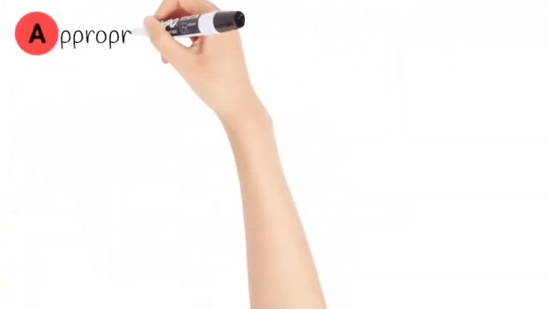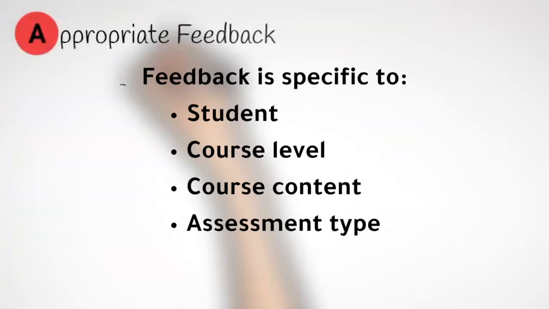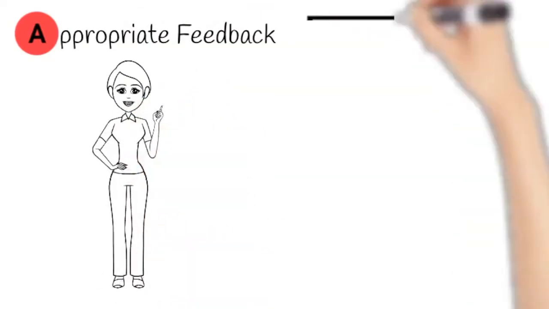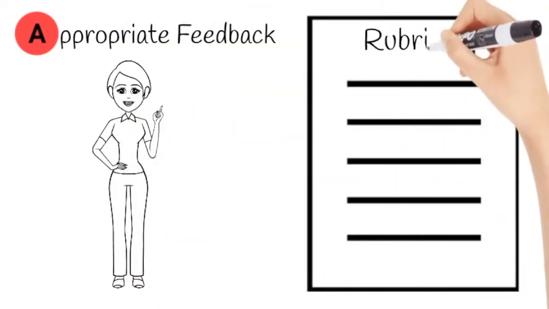The third element of the Teach Model is appropriate. Feedback should be appropriate to the student, the level of the course, and the content of the course. For feedback to be appropriate, it should include the use of a rubric. This shows students the alignment between the assessment grade and the assessment feedback.